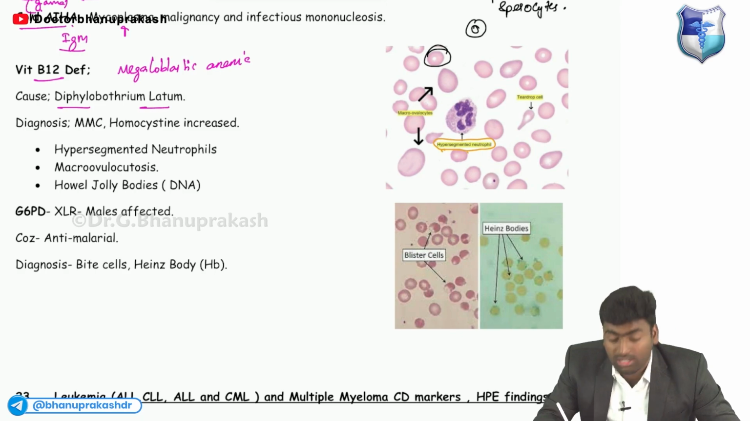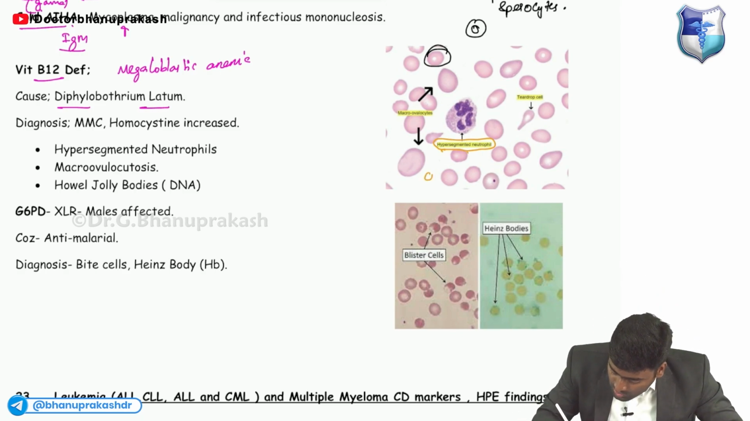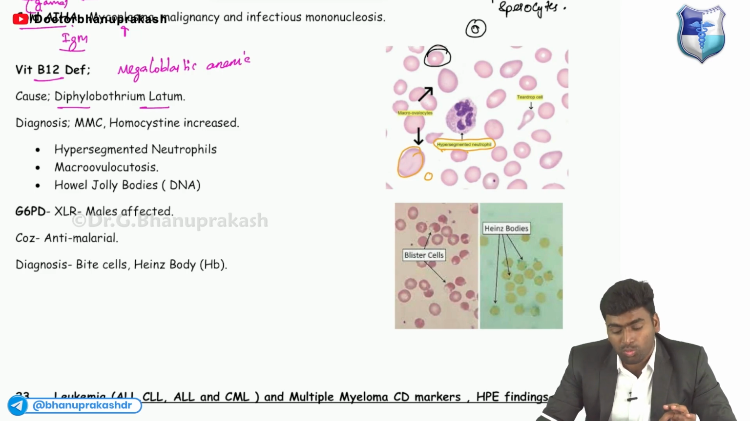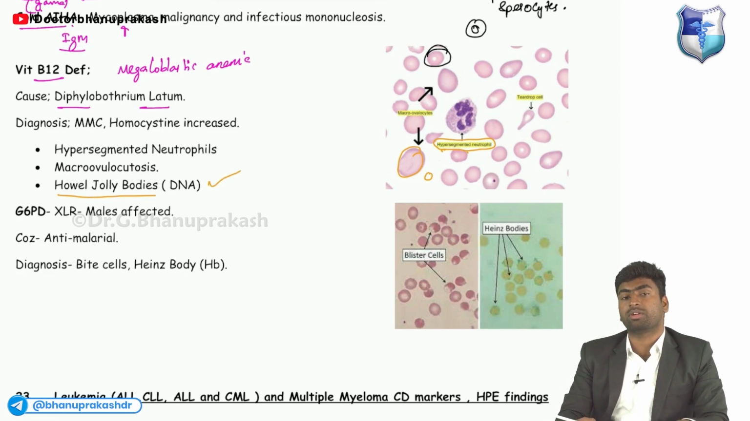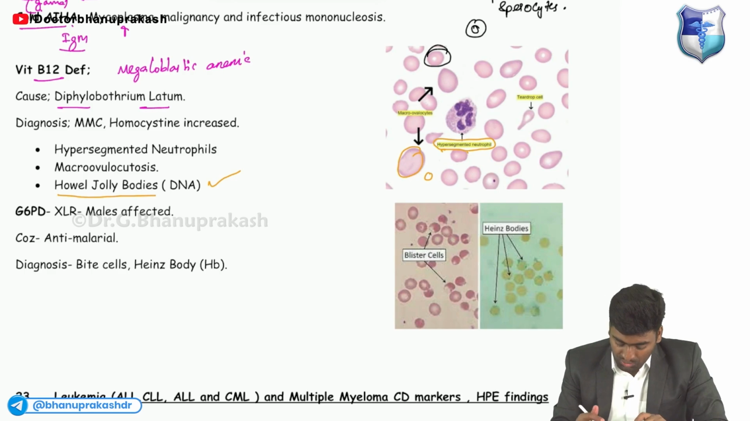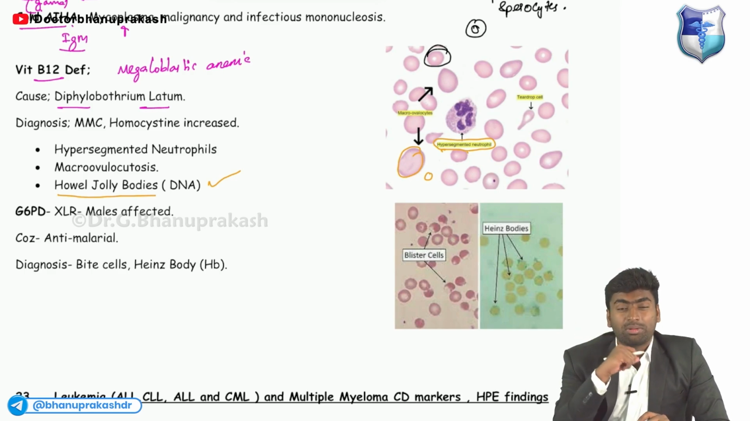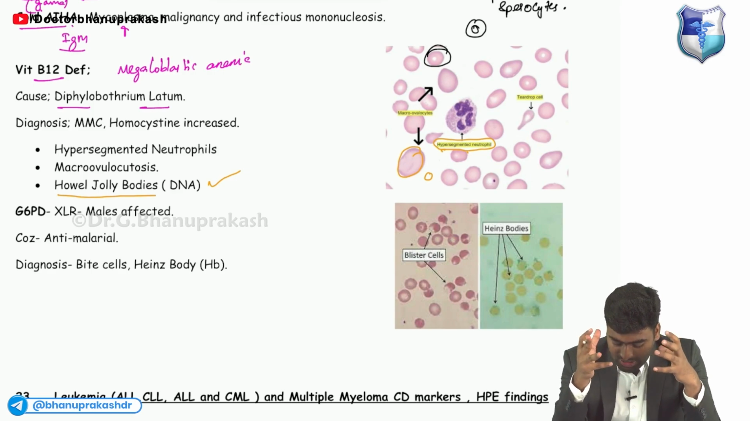neutrophils. It is not multinucleated, it is hypersegmented neutrophils. Then, usual se bada wala, it is known as macro-ovalocytes, and there will be one more body which is known as Howell-Jolly bodies. We know vitamin B12 is helpful in DNA formation. So in a case of vitamin B12 deficiency, there will be improper DNA formation, which is known as Howell-Jolly bodies.